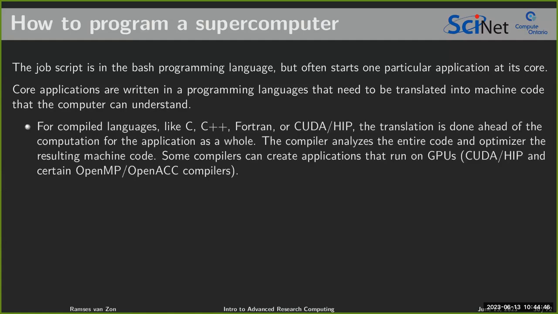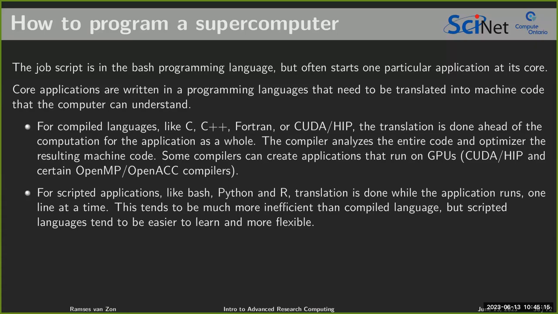Kind of two categories of languages that exist. One are the compiled languages, C, C++, Fortran, CUDA, or HIP, if you're on AMD GPUs. They're compiled in the sense that you give it a source code. It translates that whole thing into machine language. And when it has done that, it can run it several times. That translation allows for a bunch of optimizations that you don't have in the other set of languages called scripted languages, of which Bash, Python, and R are an example, where translation is done sort of on the fly. So as the application runs, it reads the next line in the script and compiles it, so to speak, or at least executes it. And it tends to be slower, more flexible, but slower.